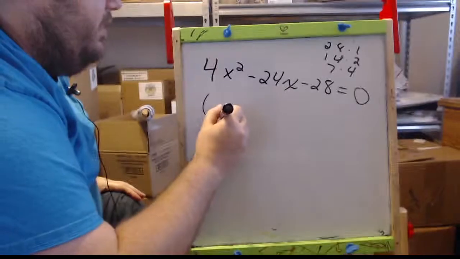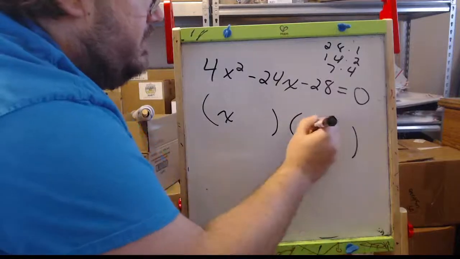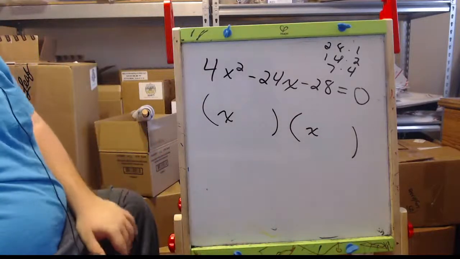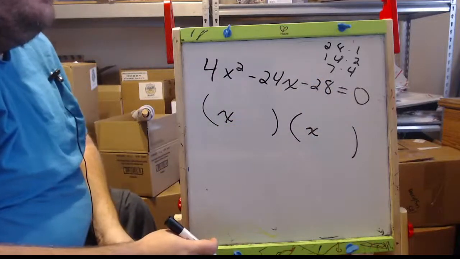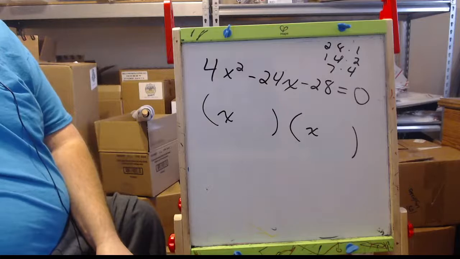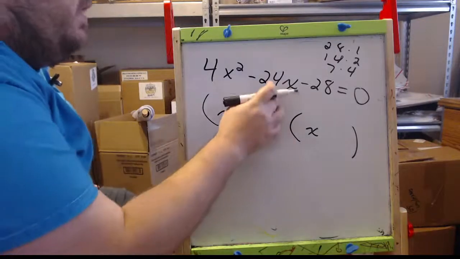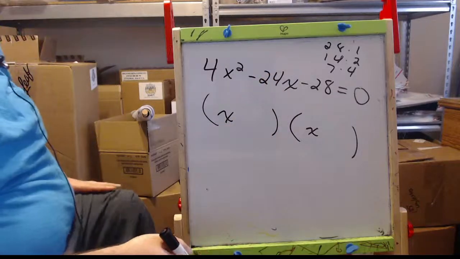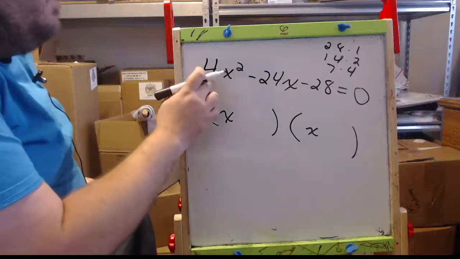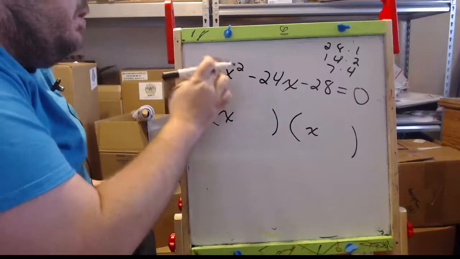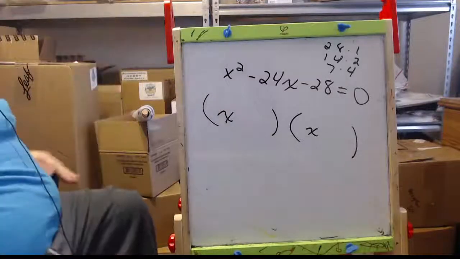So you're definitely going to have an x and an x over here. What numbers are going to give you 28, that when I put them together and multiply them, I can get 24 out of the middle? All right. So let's imagine this 4 wasn't here, because this makes it a little bit more complicated. Let's say we started with this one, and then we'll go back and do the one with 4.